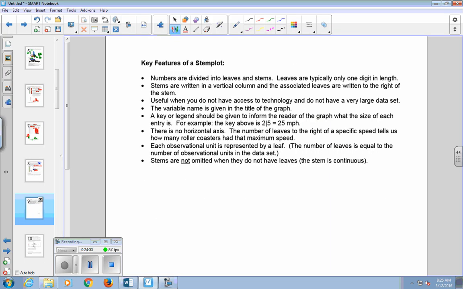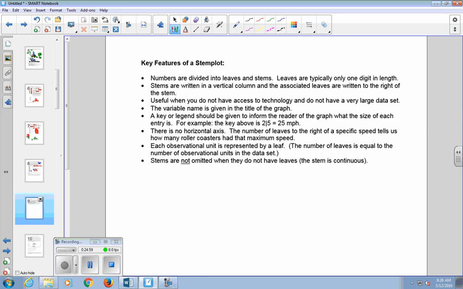Right. Next thing, key features of a stem plot. Keep in mind that numbers are divided into leaves and stems. Leaves are typically only 1 digit in length, although you will on occasion see leaves that are 2 digits in length. Stems are written in a vertical column, and the associated leaves are written to the right of the stem. They're useful when you don't have access to technology and you don't have a very large data set. The variable name is given in the title of the graph.